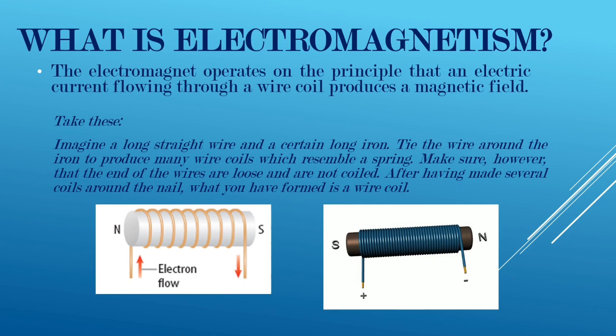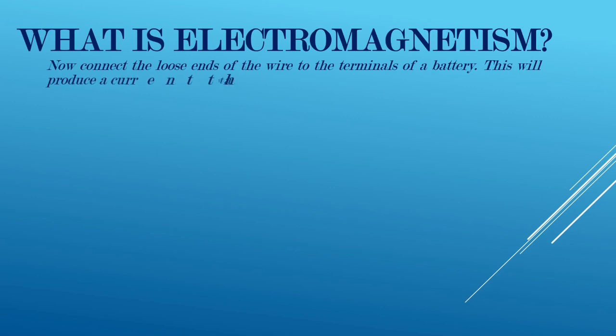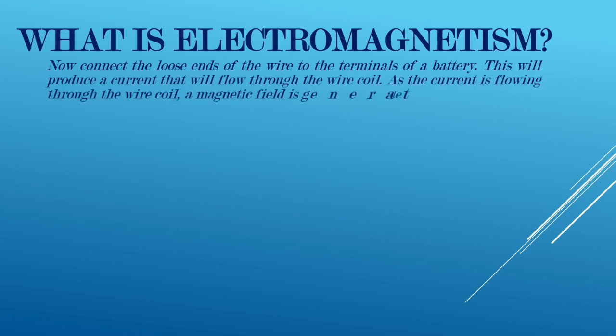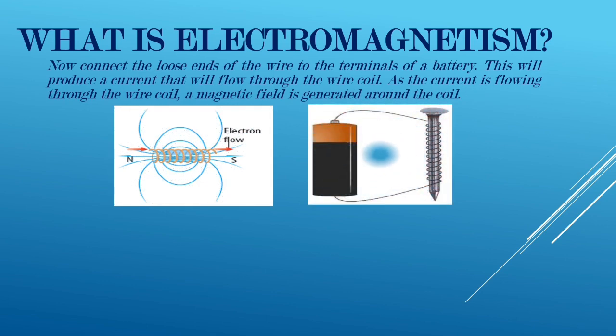After having made several coils around the nail or around the iron, what you have formed is a wire coil. That is being illustrated by the two illustrations. Now, connect the loose ends of the wire to the terminals of a battery. This will produce a current that will flow through the wire coil. As the current is flowing through the wire coil, a magnetic field is generated around the coil.